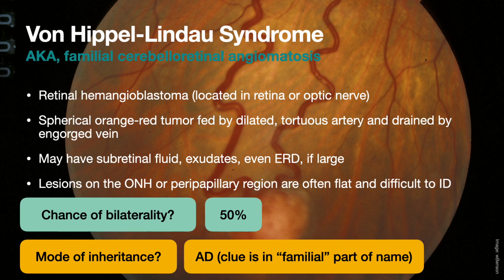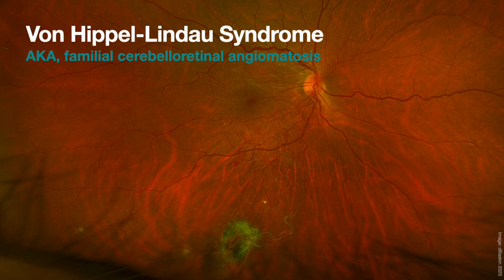The Q is in the familial part of the name. I didn't give you the other name. Familial cerebelloretinal angiomatosis.